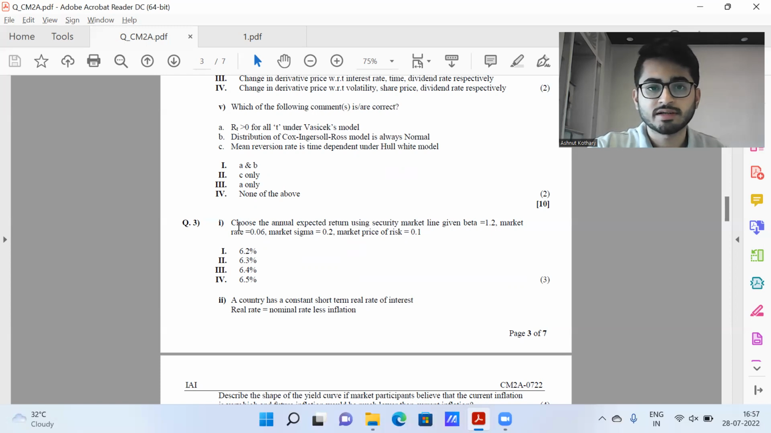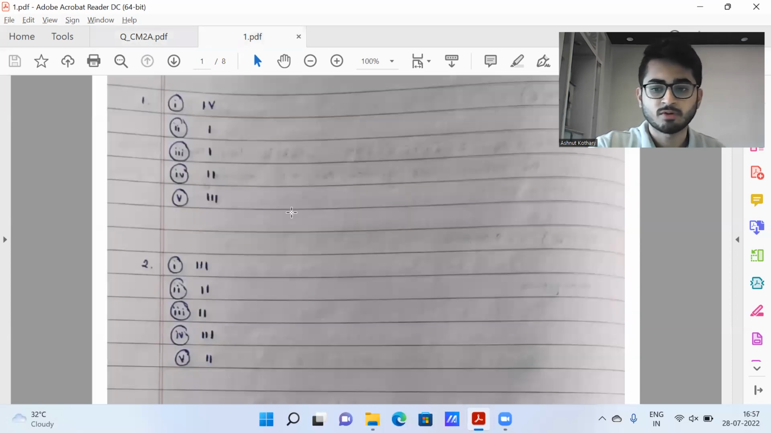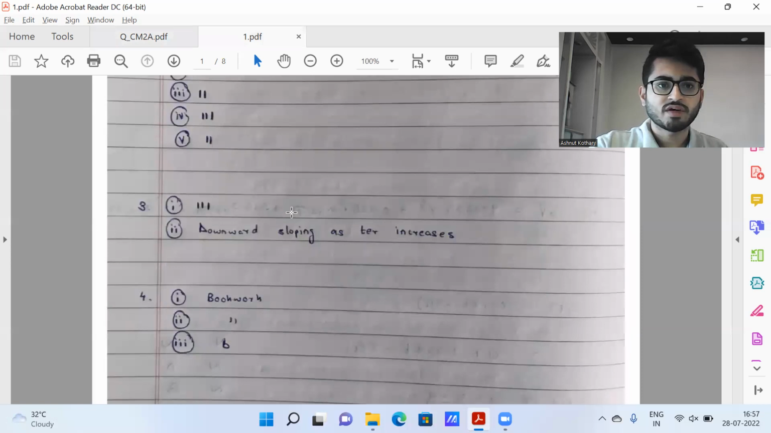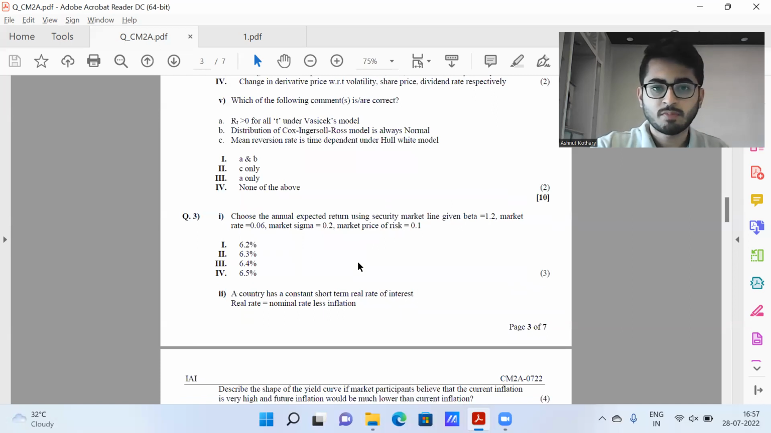Actually, this was for question 3, part 1 itself. So yeah, I'll come to it as well. For question 3, part 1, it's option 3. For part 2, it's downward sloping as the term increases. So question number 3, part 2.